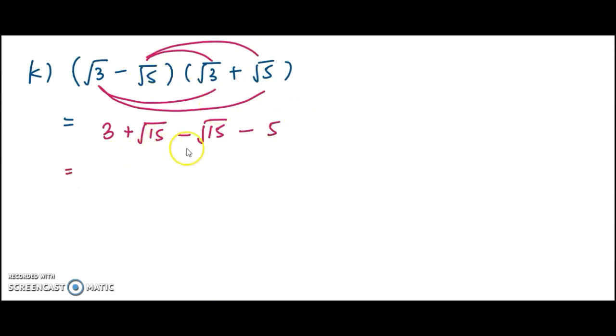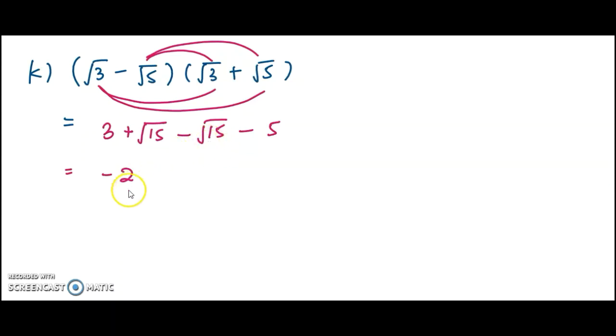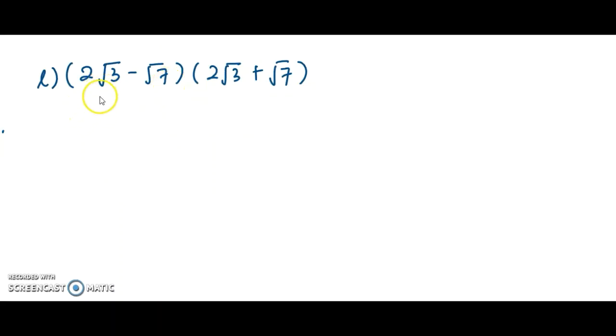So what you can see is, now the surd number just disappears like that. And you are left with negative 2. 3 minus 5 is negative 2. And positive surd 15 minus surd 15, that will be 0. And this is the last example for this video.